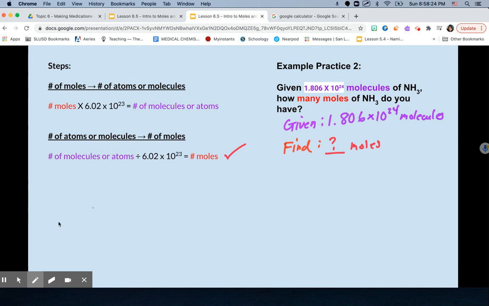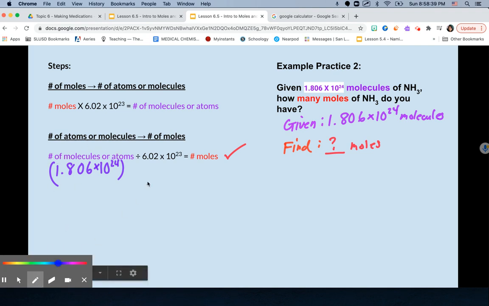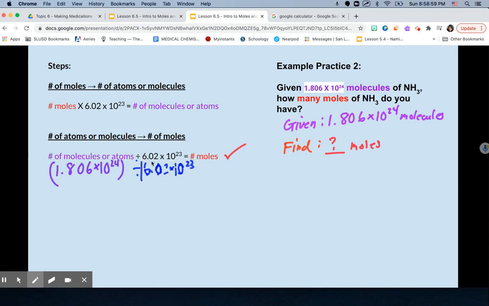So my given is 1.806 times 10 to the 24th. Just going to put a parentheses around that so I know that this is one number. And then I'm going to divide it by 6.02 times 10 to the 23rd. This number is really ugly. It's basically me rewriting this number in parentheses.